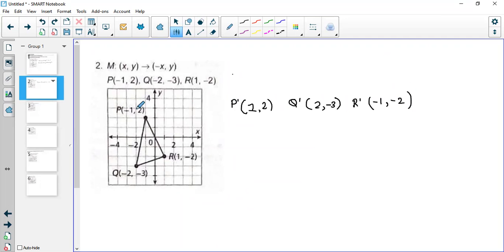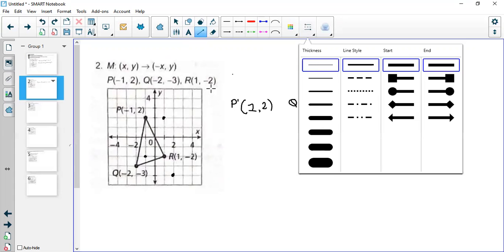So now let's graph these. P prime is going to be 1, 2. So 1, 2 is here. Q is going to be 2 and -3. And R is going to be -1 and -2. So -1 is here, -2 is here. So join them, take up a thicker one.